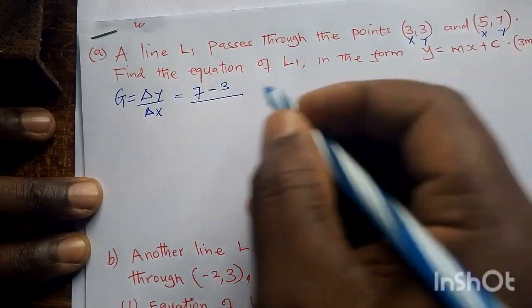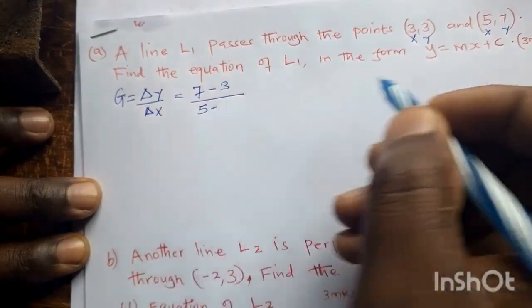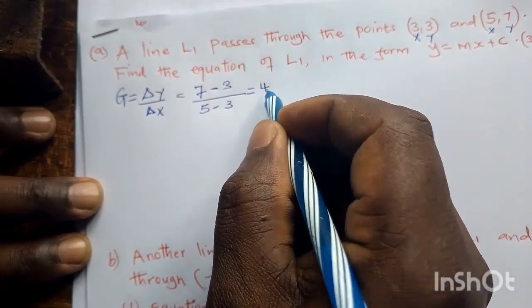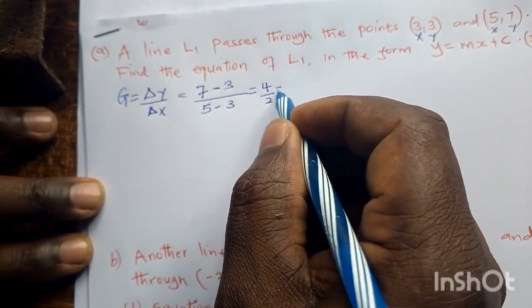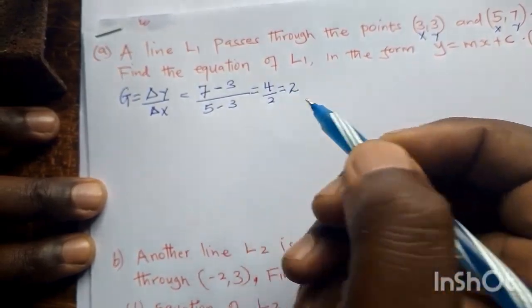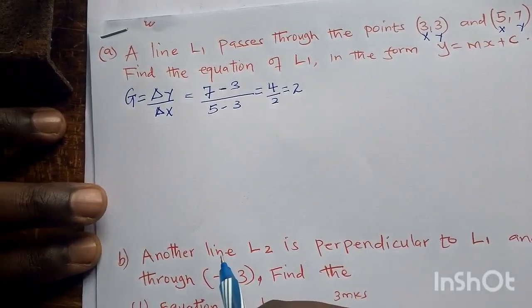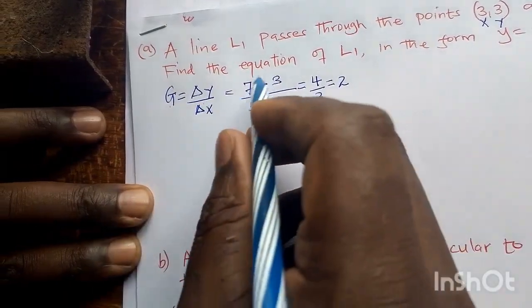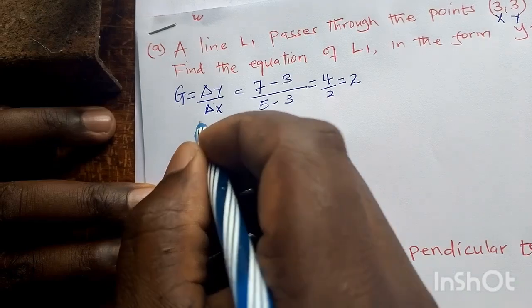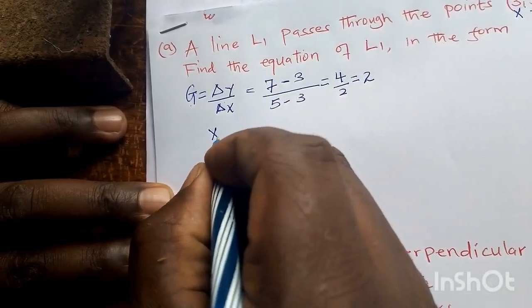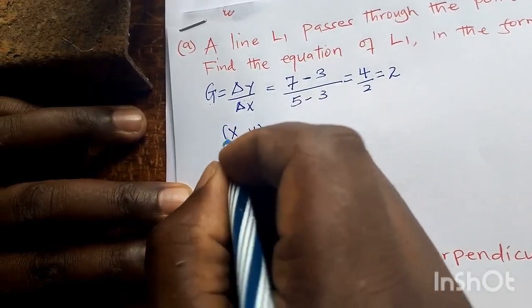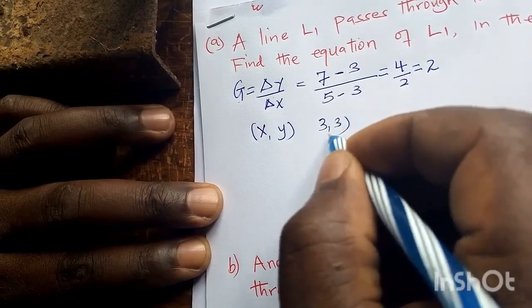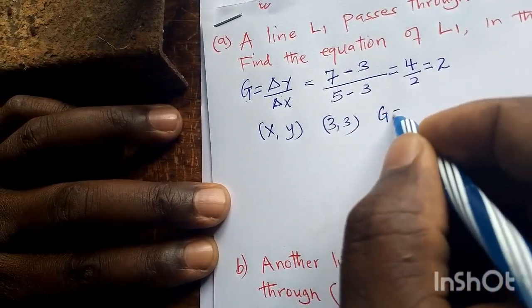So we start with 5 minus 3. So this gives us 4 over 2. 4 over 2 is the same as 2. Now, since we have the gradient, we take the general point (x, y), and one of the points, we can even take (3, 3), and our gradient is equal to 2.